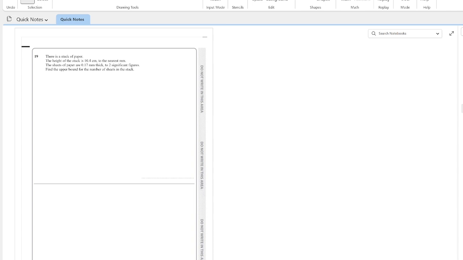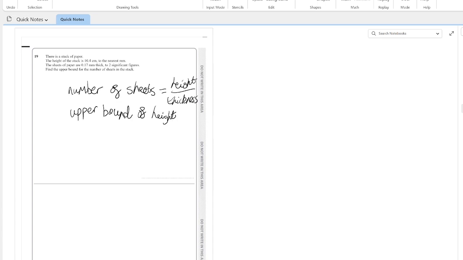We need to think about the upper bound and the lower bound of each of the values given here. But basically, if we want the upper bound, so first, the number of sheets is the height of the stack divided by the thickness. So if we want to make the number of sheets as big as possible, then we want the upper bound of the height of the stack and the lower bound of the thickness. Because if you're dividing by a lower number, you'll get a bigger result.